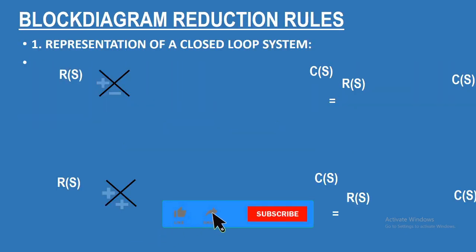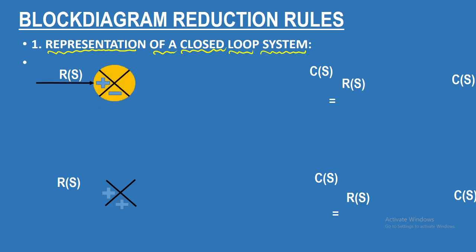Let us see the rules of block diagram reduction, which are used to make the diagram simple and to get the transfer function of the system very easily. First, I am taking the representation of a closed loop control system. We have already taken the closed loop control system, and this is also one of the block diagram reduction rules.